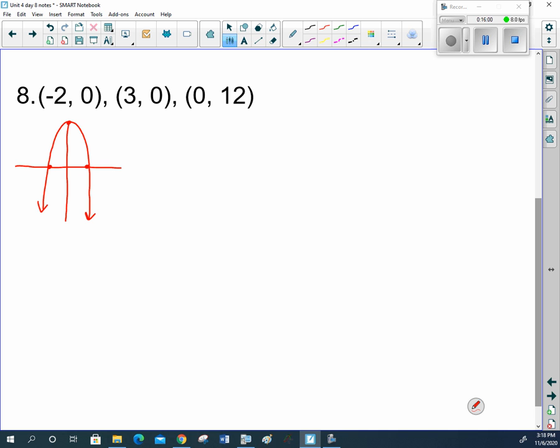So let's go ahead and start it out. Now, because we know the x-intercepts, let's use intercept form. So we're going to say y equals a times (x plus 2) and (x subtract 3). And we want to know what a is. So once again, we'll put the 0 in for the x and the 12 in for the y. So 12 equals a, and then 0 plus 2 is 2. 0 minus 3 is -3. So 12 equals a times -6, or -6a.